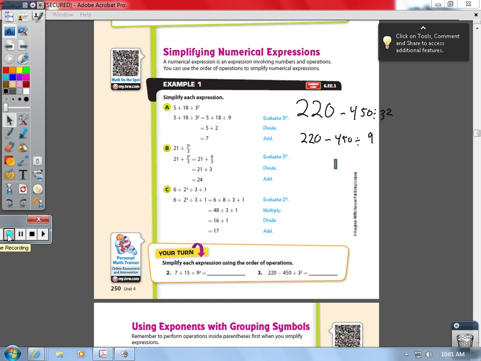I don't know what I was thinking. 9 goes into 45 5 times, and because of the 0, it's going to go in there 50 times. So 450 divided by 9 is 50. So we now have 220 minus 50, and 220 minus 50 equals 170.